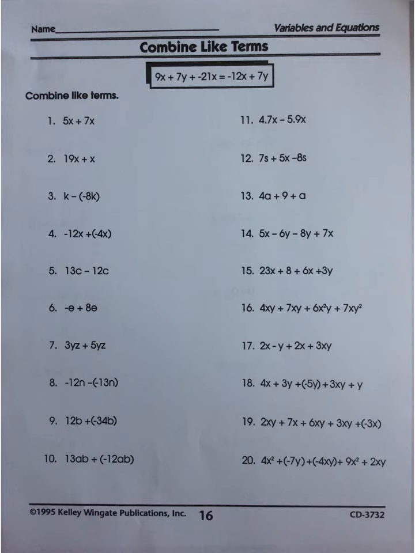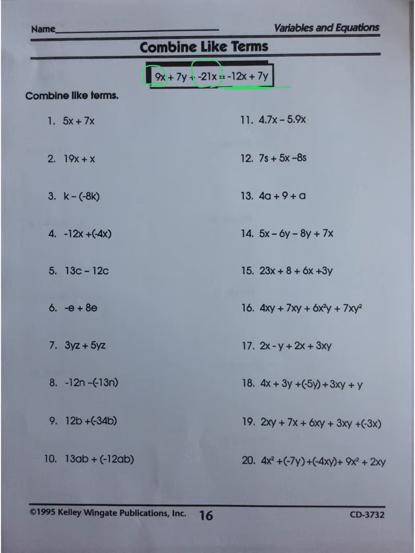So today we're going to review what's called combining like terms. And I want to remind you that a like term means the same letter and the same exponent. So if you look at the example up above, we have our 9x and our negative 21x, and those are called like terms because they both have the letter x. So when we add those together, you get a negative 12x, and we just put plus 7y.